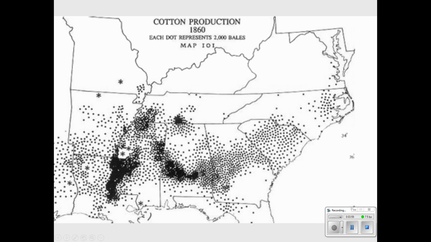Now, if you look at cotton production, each dot represents 2,000 bales of cotton, and you can see here that in the area of Mississippi, near the Mississippi River, cotton production is so intense that the dots all merge together. Notice the pattern here. A pattern like this is known as the Cotton Belt. Now, you'll see that almost no cotton is grown in Virginia, but they had an enormous quantity of slaves, and a lot of those slaves were exported to the lower South to be used in the production of cotton.